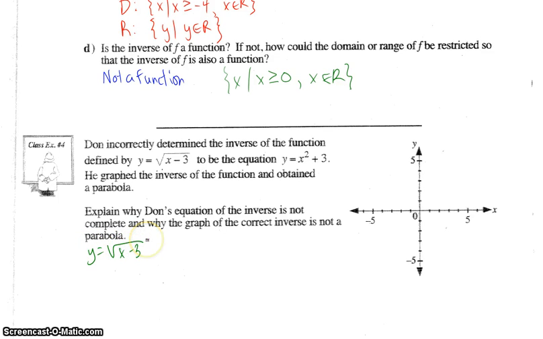Okay, so how about we follow through and see where he messed up? So you guys take this equation, switch x and y, solve for y, and see if we get what Don did. So go ahead and pause. Actually, we're getting close to the end of part 1 here, so why don't we finish this example in part 2, and I will see you there.